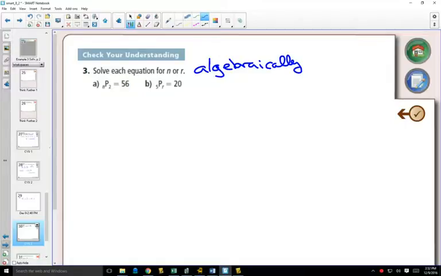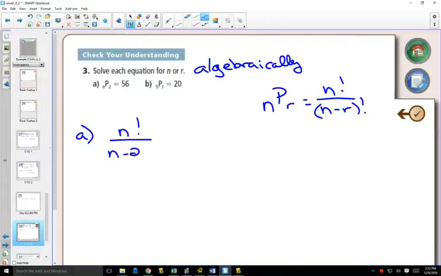Now your formula is on your formula sheet, and it shows nPr is equal to n factorial over n minus r factorial. So how do we go about solving the first one? Well, this would be n factorial over n minus 2 factorial equals 56.